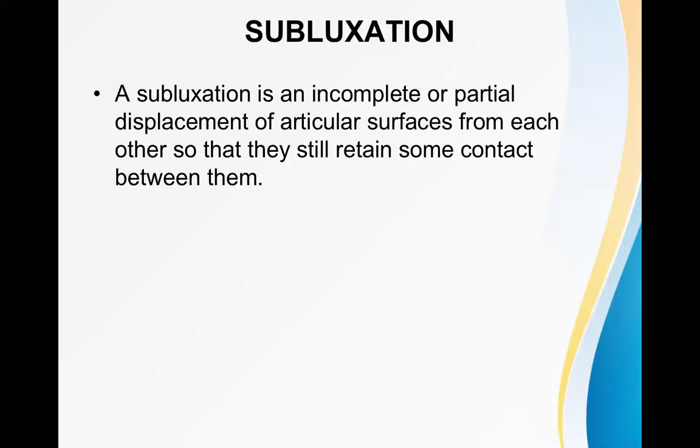Now, what is subluxation and what is the difference between dislocation and subluxation? You will get your answer after going through this. Subluxation is an incomplete or partial displacement where the articular surfaces still retain some contact between them. So there is slight separation, but they are still touching each other. This is subluxation. Very easy to understand, and this is not the first time we are talking about this definition; we have discussed it from the beginning of the class.